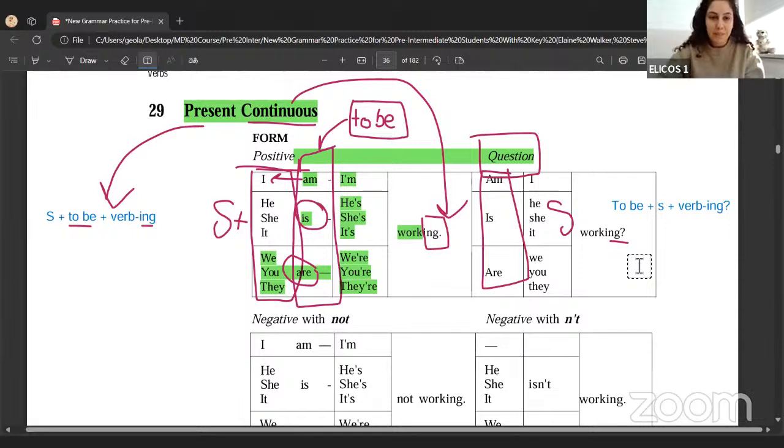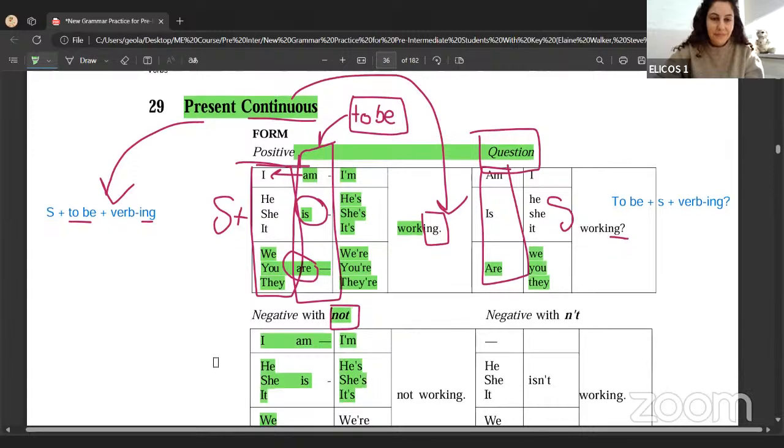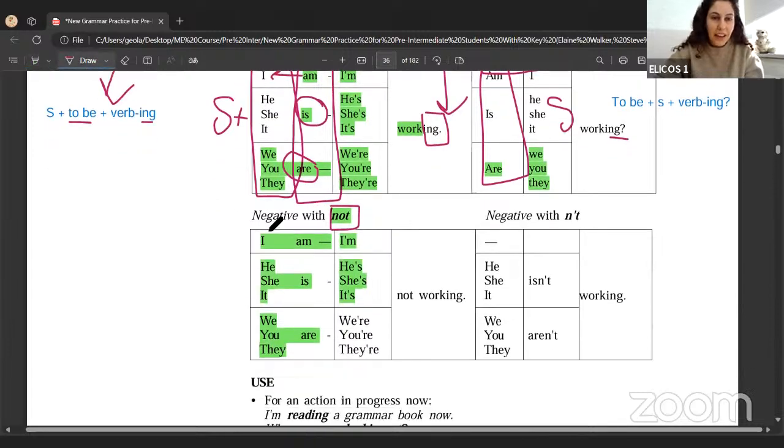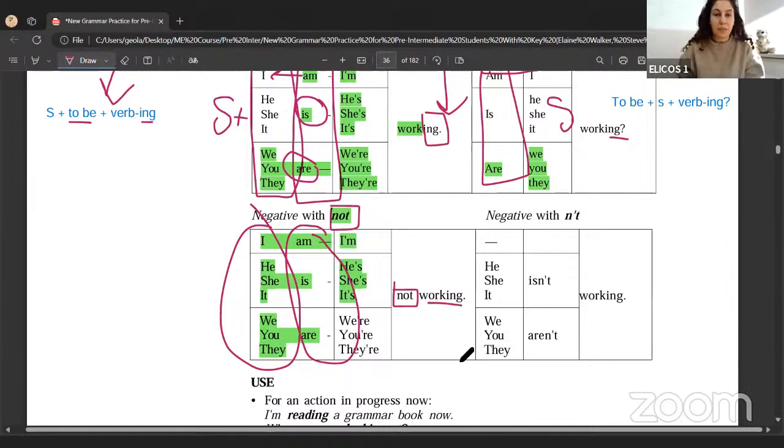What are you doing? To make a negative, we add not. So you can see not in the negative. And where do you add it? You have your subject, you have your verb to be, and then you have the not here before the verb. So for example, I am not playing games on my phone right now. I am not learning another language.